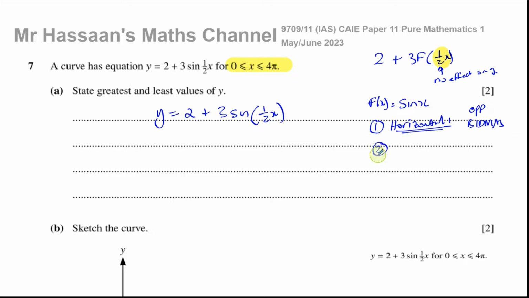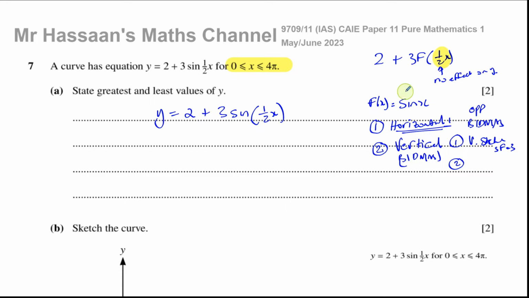So the second thing that we have to consider are the vertical transformations. And in this case, we follow the order of BIDMAS. Here we've got 3 times f of x, and 2 plus 3 times f of x. So we start with the multiplication, which is a vertical stretch, and the factor is equal to 3.